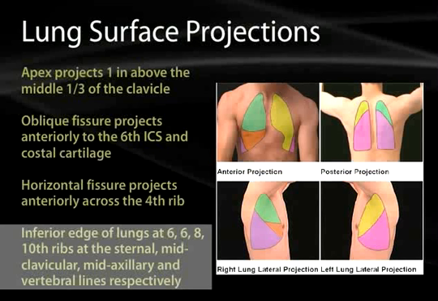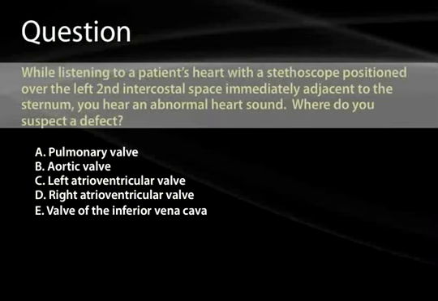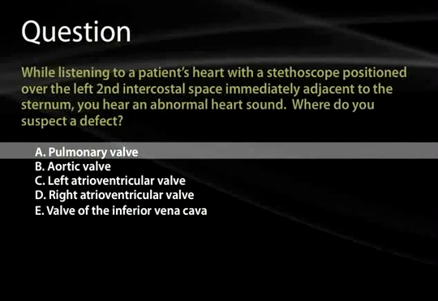We'll look at this in a moment in a graph form, but first let's do a question. While listening to a patient's heart with a stethoscope positioned over the 2nd intercostal space immediately adjacent to the sternum, you hear an abnormal heart sound. Where do you suspect a defect? And this is going to be where you would listen for the pulmonary valve. The pulmonary valve, so this is part of auscultation.